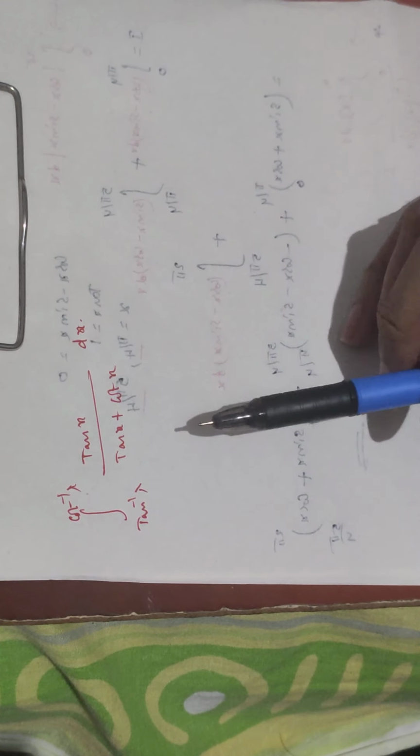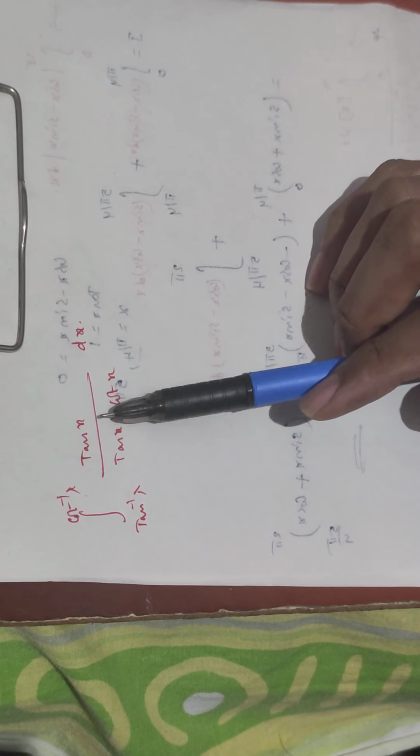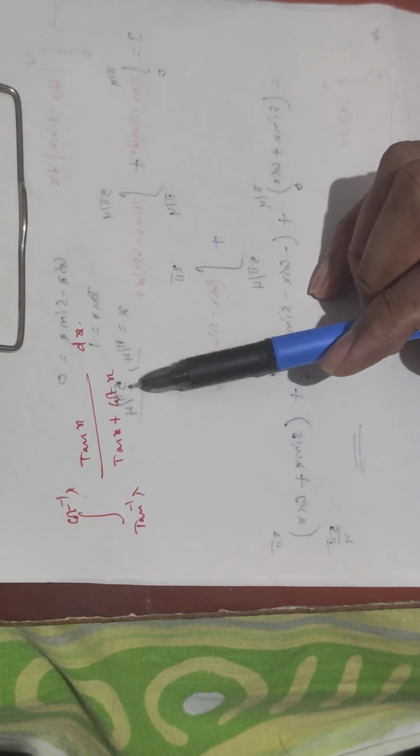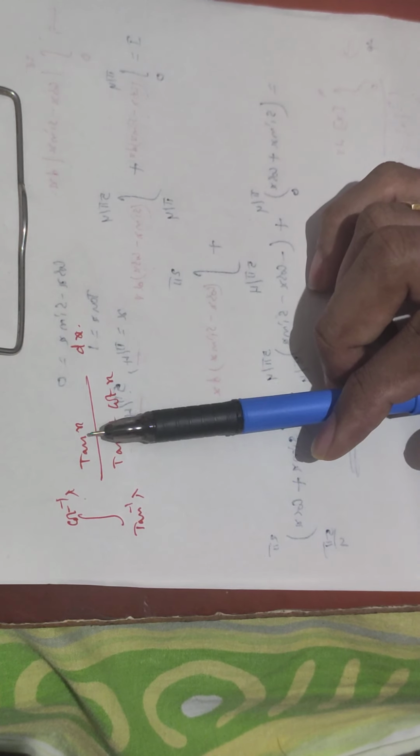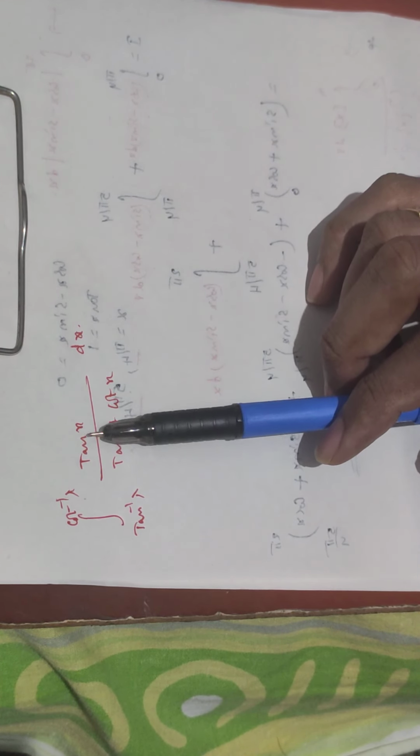Next one, integral tan inverse lambda to cot inverse lambda, tan x by tan x plus cot x dx. So here by observation the integrand is in the form of f of x by.